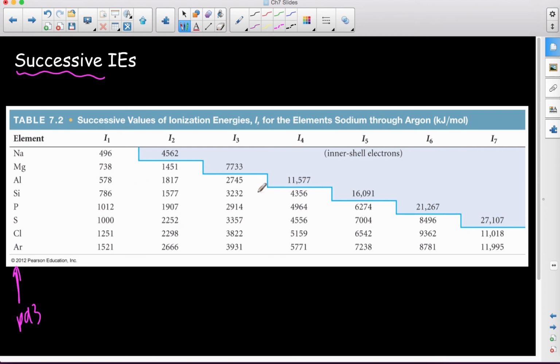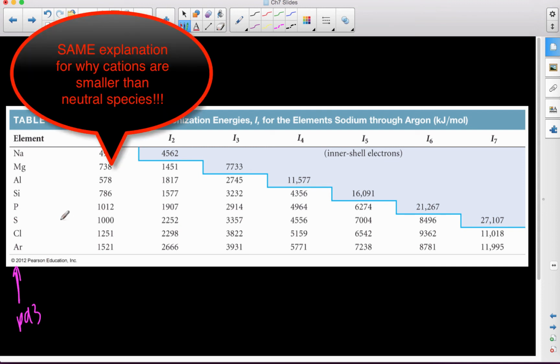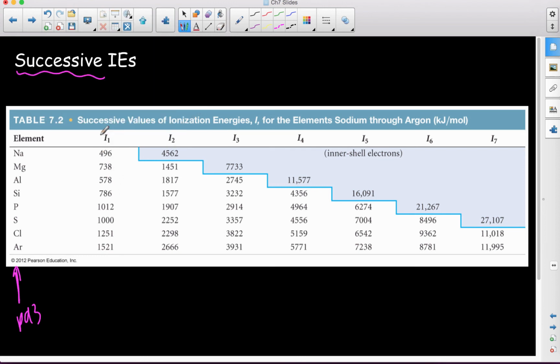One, successive IEs are always greater than the one before. If we think about it, that's because we are increasing Z effective every time we remove one. Once I remove one, we look at my protons versus electrons, and I've increased my Z effective, which means my second one's going to be even higher, my third one's going to be even higher. But there is always a place where that jump is exponential, where it goes up by several orders of magnitude. So instead of just doubling, it goes up by 4, 5, 10, sometimes even more.